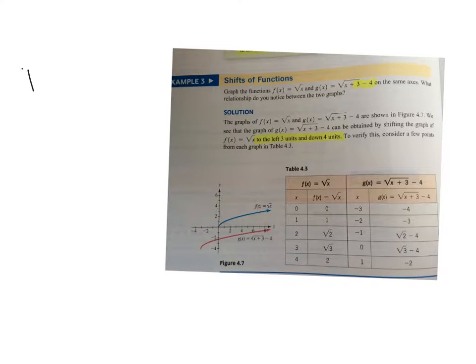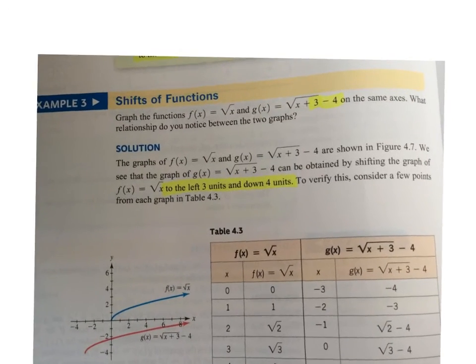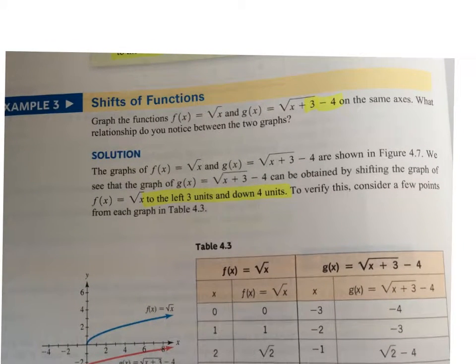Okay, so this is section 4.1, and we're looking at example 3, shifts of functions. Let me make this a little bit bigger here. Let's look at what we've got on the equation. They give us f of x is the square root of x.